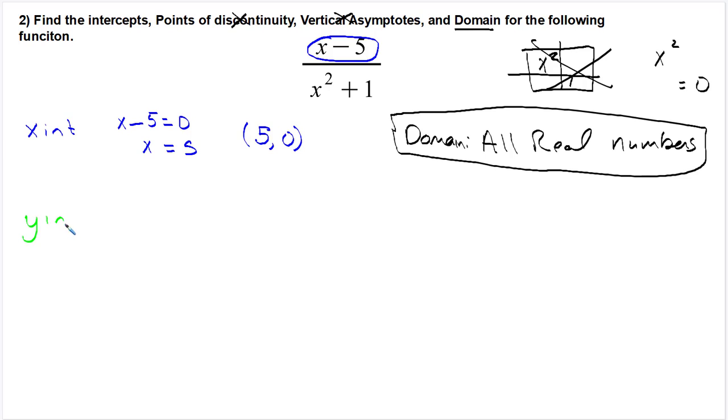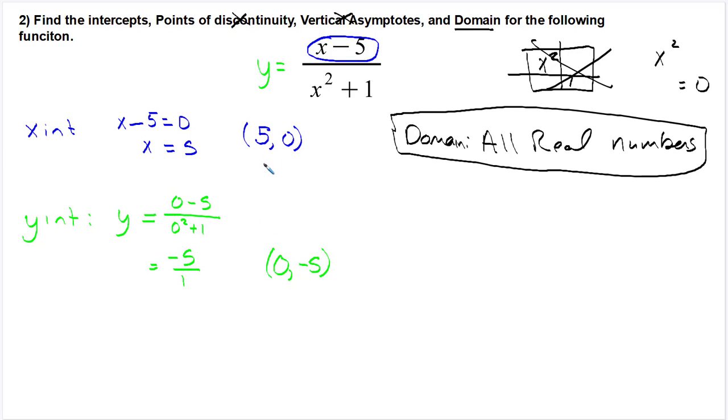Y-intercept, remember, is going to come from putting a 0 in for all of your x's. And so y equals 0 minus 5 divided by 0 squared plus 1. So negative 5 divided by 1. And that gives us 0 in for x and negative 5 for y, because that reduces to negative 5.